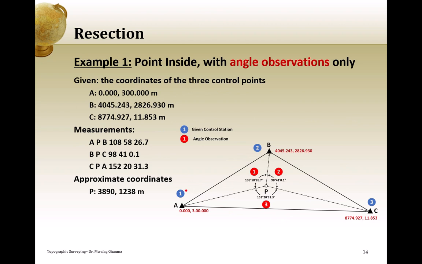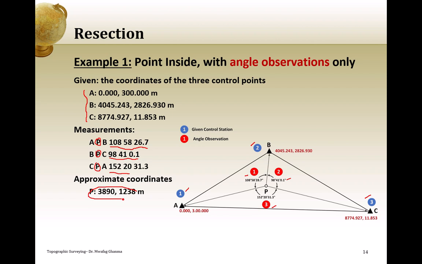So let's take an example where the point is inside. We have three control points in the blue circles, and we have three central angles in the red. And now, what do we have? We have the coordinates of the three control stations, A, B, and C. We have the measurements, which are the angles, always from the central point, or the vertex, P, and 1, 2, 3. These are three angles, and they are entered as degrees, minutes, seconds.